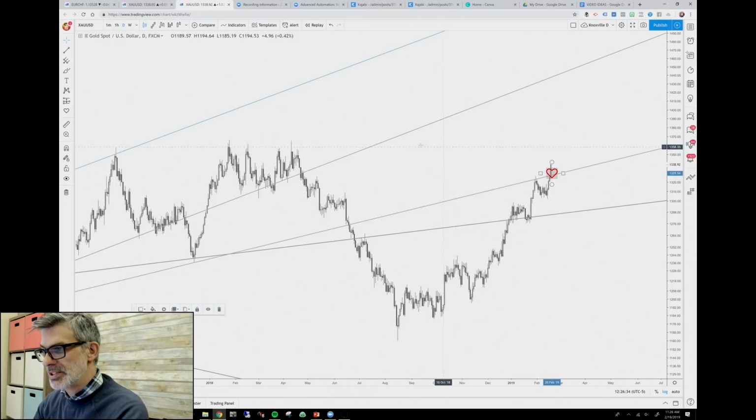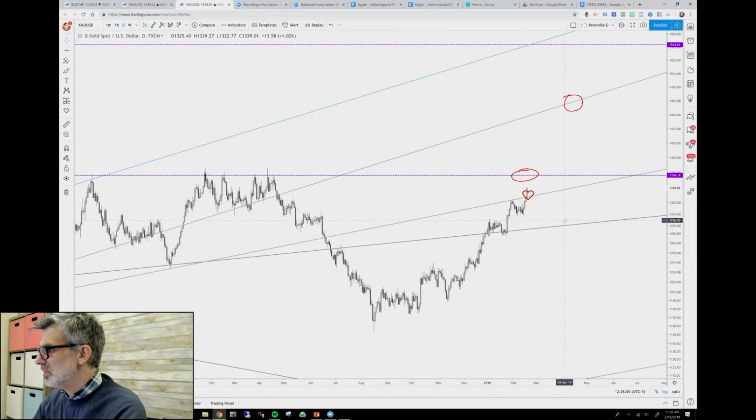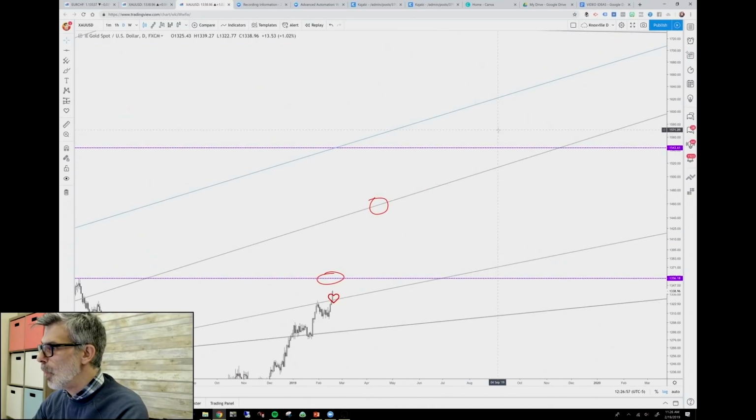And then the next one higher really looks like it's this area right here. Price touches this, this, this, this, right up at like 1356. And then above that, we just have these super long-term levels of support and resistance way above where we are.